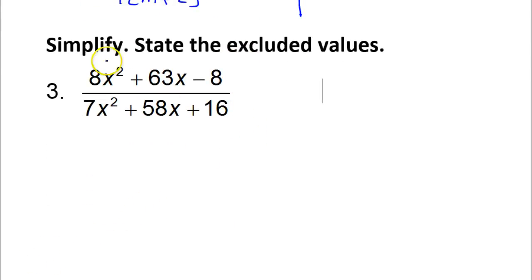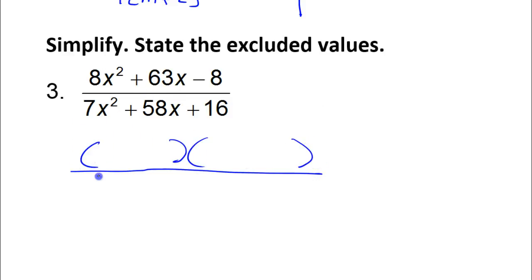All right, for number 3, all we're doing is simplifying. So that just means factor and cancel. And then we'll be careful to state the excluded values. So this does look like sort of a complicated factoring problem, but good luck to my STAR method people, because y'all might have a little trouble with this.